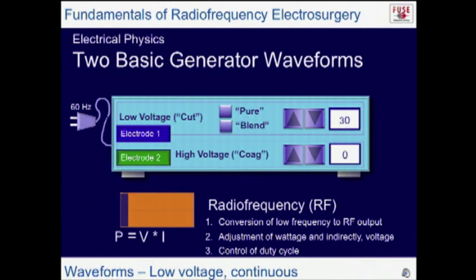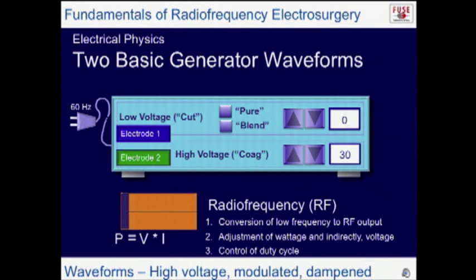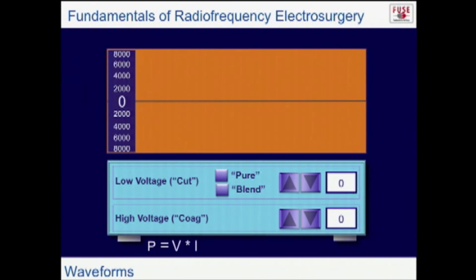So what does our generator do? Well, there's a lot of complicated things they do, but they basically put out two waveforms. If we look at that little circuit down there, the low voltage output, which in North America only is called cut, is low voltage, and the so-called pure cut is continuous output. If we look at the so-called coagulation output, you can see that it's modulated. It's only on with these short bursts that are much higher in voltage than the so-called cutting current that we used before.